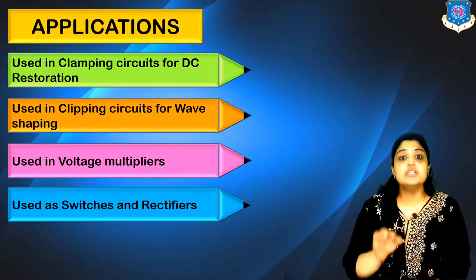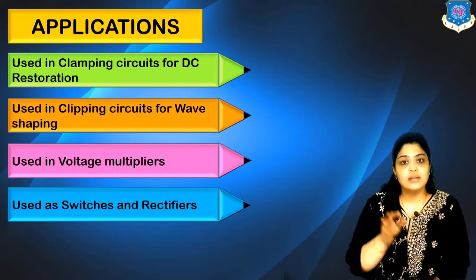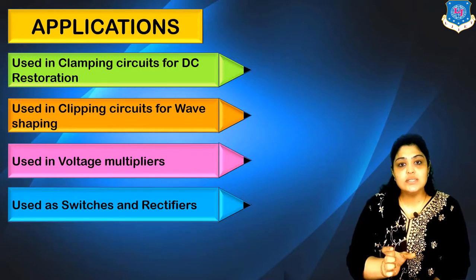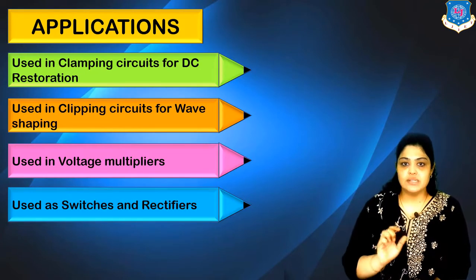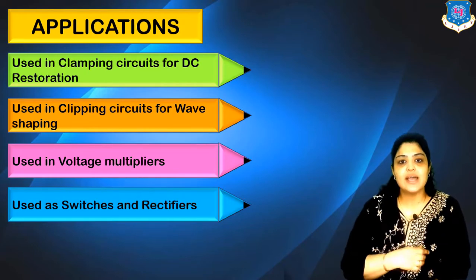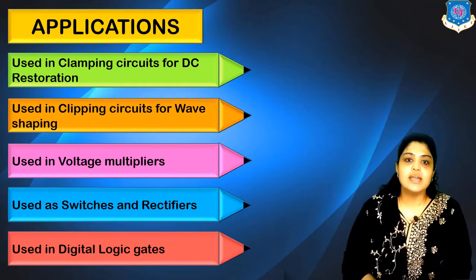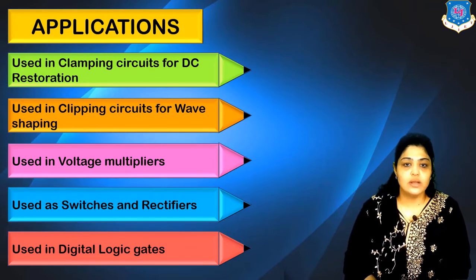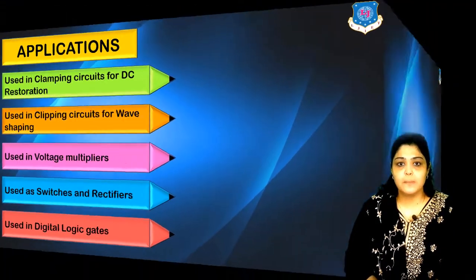The basic function of a PN junction diode is to give switching action, on in forward bias, off in reverse bias. I can say closed circuit in forward bias and open circuit in reverse bias. So basically a switching action and rectification. And lastly, it is used in digital logic gates. The basic gates can also be designed using a PN junction diode. So these are some of the listed applications of PN junction diodes.